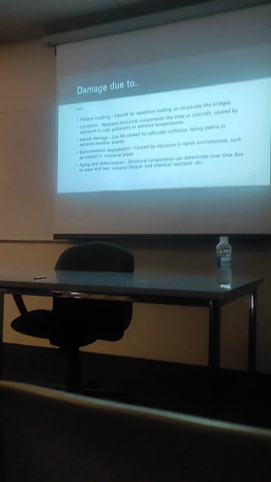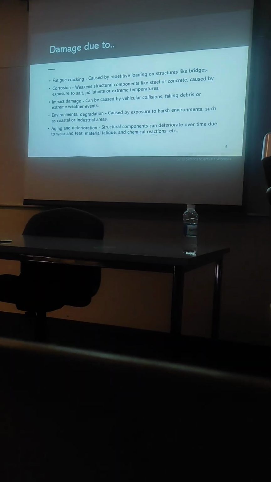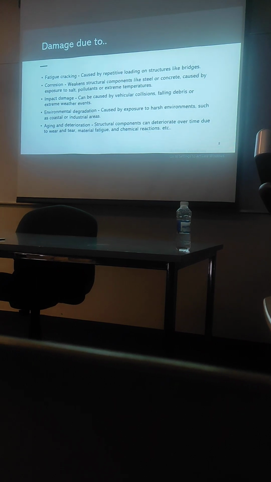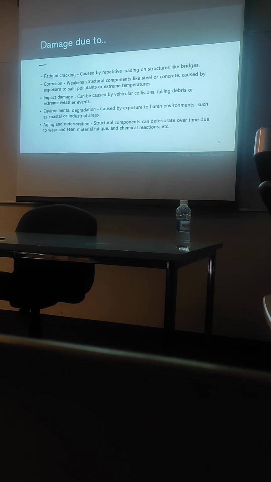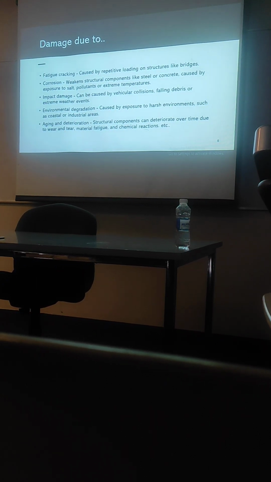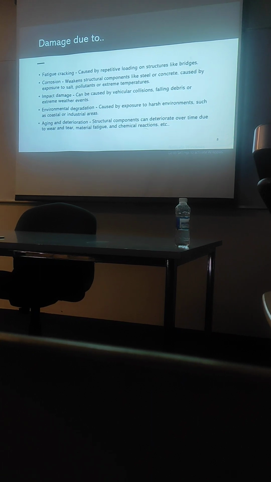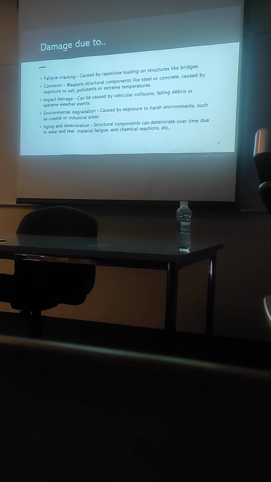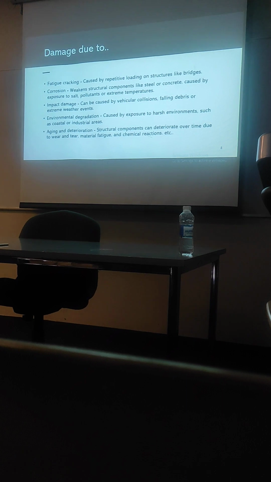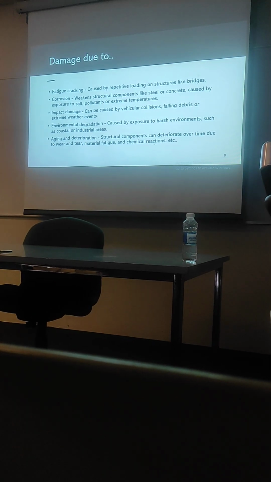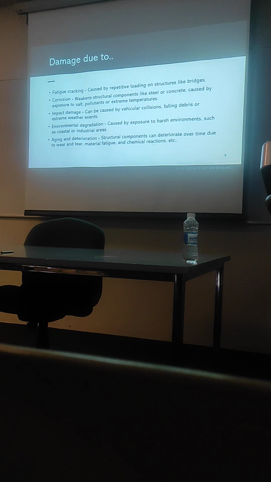So coming to the damages, there are many types of damages that can occur in a structure. We are not talking about the service load damages here. We are only talking about the special damages or uncertain damages. Here, fatigue cracking. This is caused due to repetitive loads on structures. The structures that are most affected by these types of loads are bridges and heavy structures.